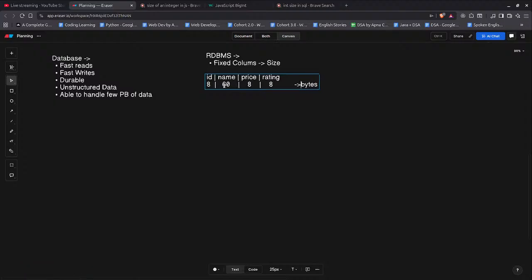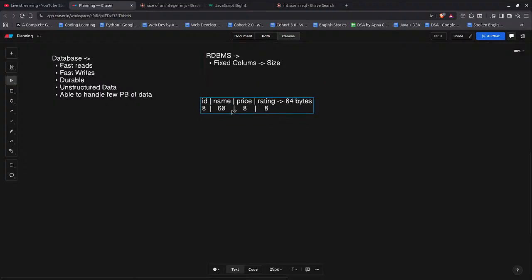Alrighty, now the question is, suppose this has this much space, it needs this much space. If we calculate the total, that's 8, 60, 8, 8, so ultimately 84 bytes it needs. Now the question is how we are going to query the data. When it comes to querying the data, first of all, it has fixed size.